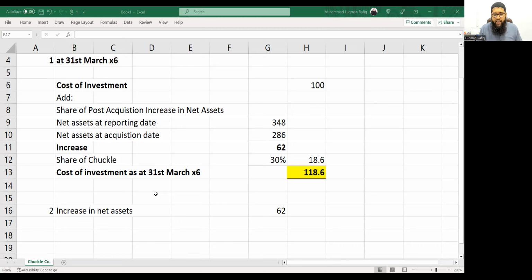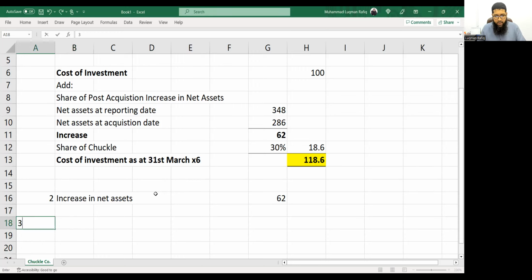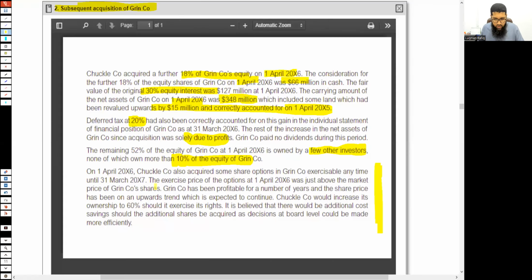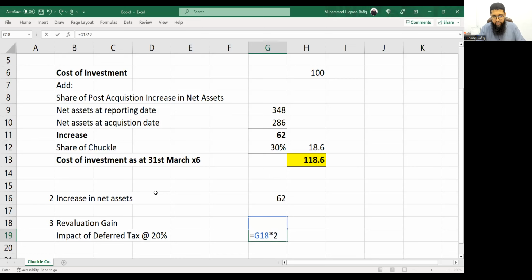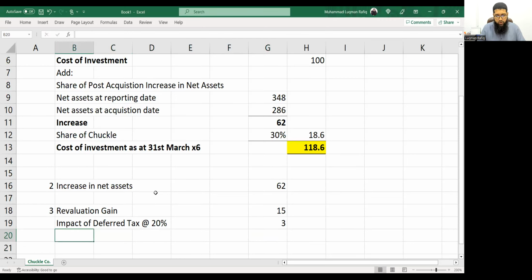Now what you need to do is see how much of the increase is due to profits, and how much of the increase is due to the revaluation. So for that you need to understand that the revaluation gain is 15 million. The impact of deferred tax at the rate of 20%. We were told the revaluation was 15 million, right? So the impact of deferred tax is this multiplied by 20%, which is 3. So the net increase recognized in OCI would be this minus this.